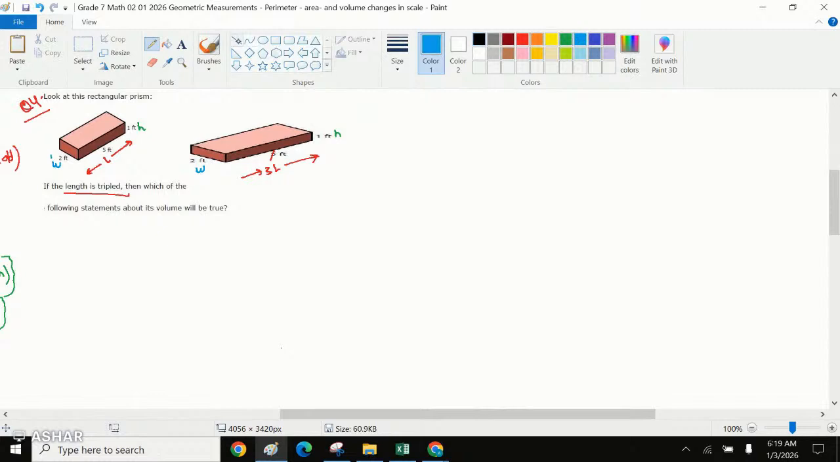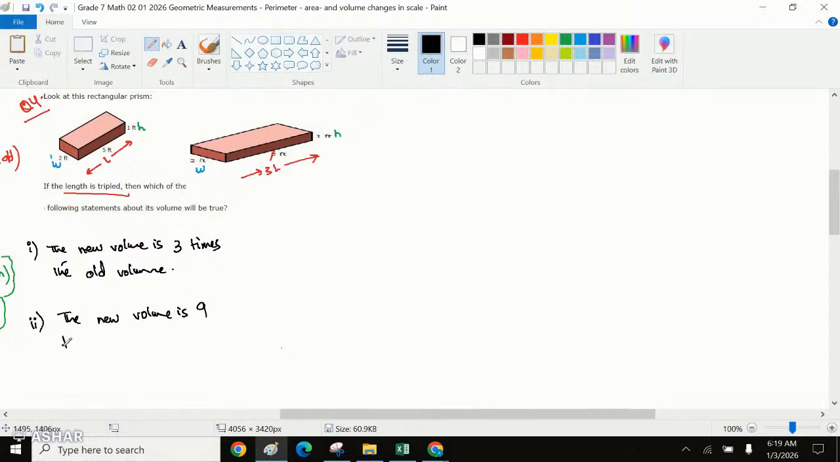Let's create some statements over here. The first statement: the new volume is 3 times the old volume. Another statement: the new volume is 9 times the old volume. So we have two statements. Out of these two statements, we need to find which statement about the volume is true.